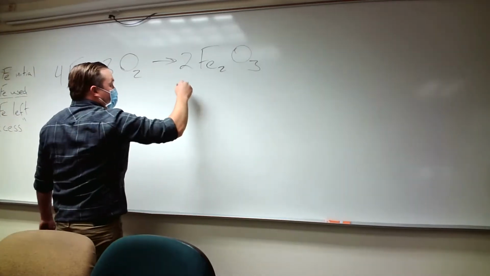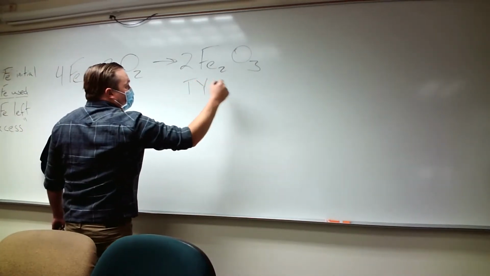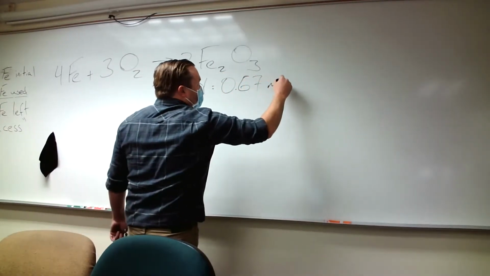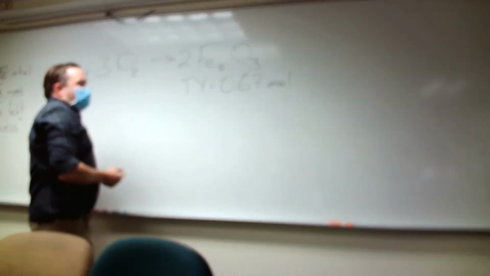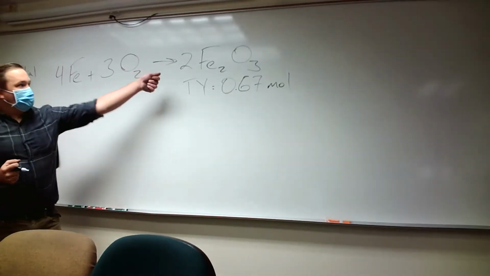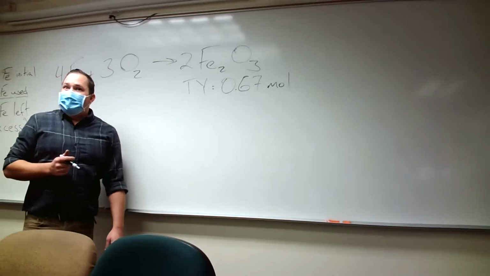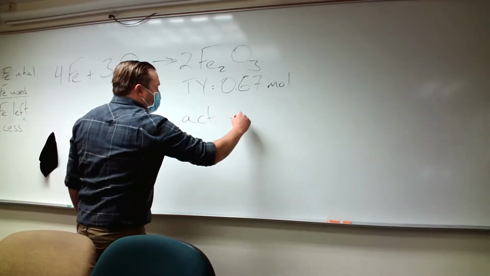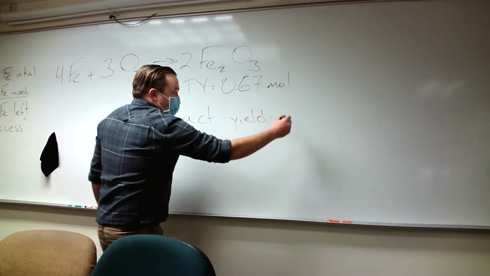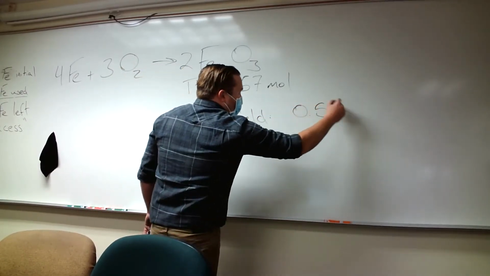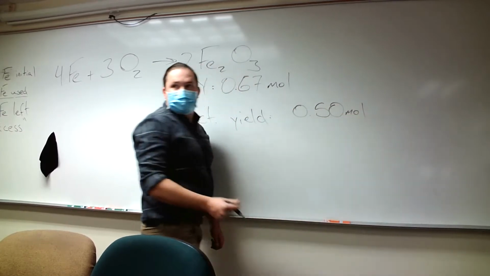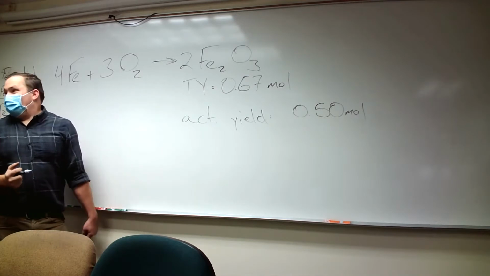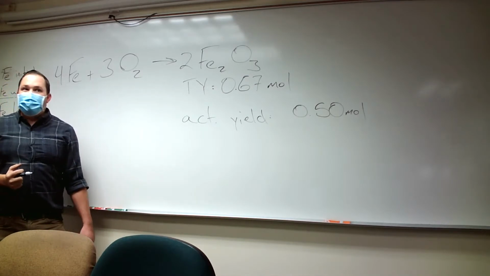So we had our theoretical yield was 0.67 moles, right? If we actually do this reaction and we measure how much product we can get, and we say, okay, our actual yield is 0.50 moles. Because sometimes when you do a reaction, not everything goes perfectly.